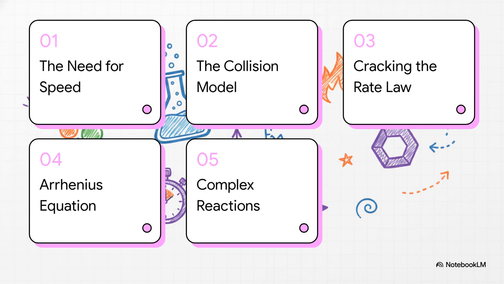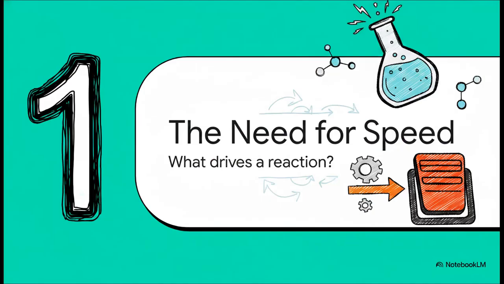First, the need for speed, then the collision model. After that, we're cracking the rate law, tackling the Arrhenius equation, and finally, decoding complex reactions. Let's kick things off with Section 1, the need for speed, and what actually drives a reaction.